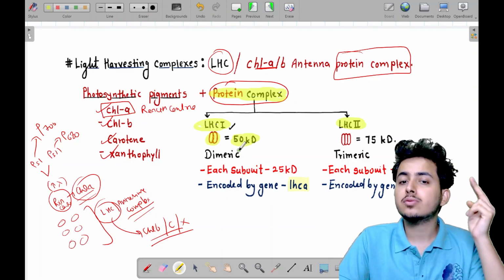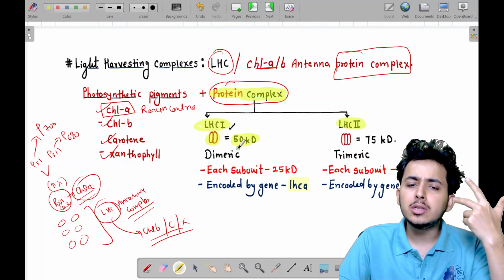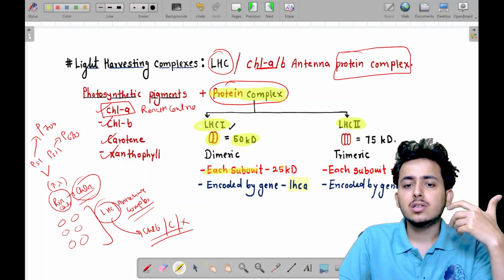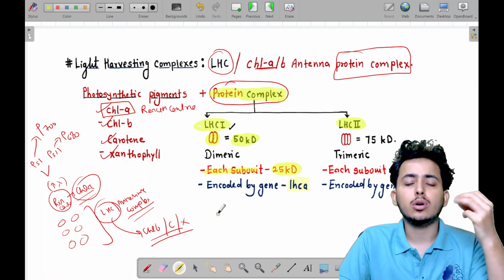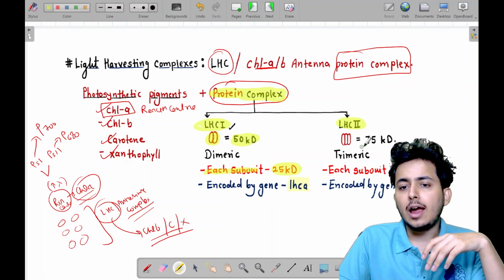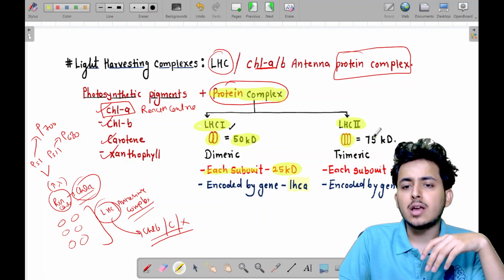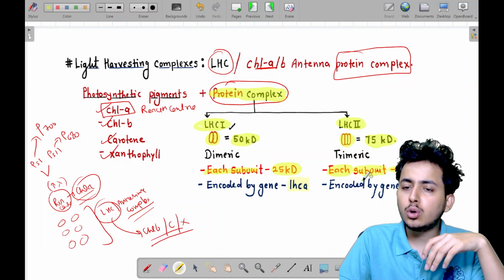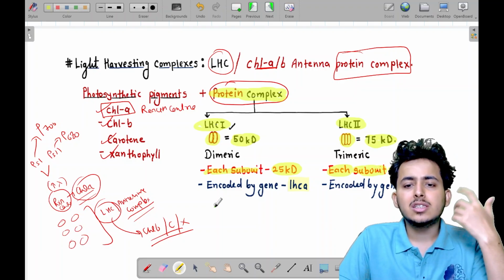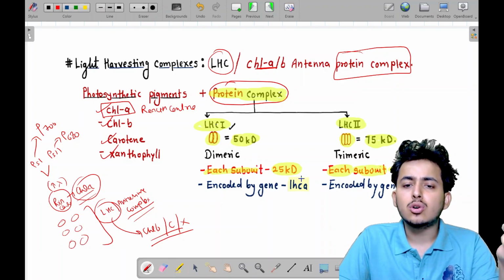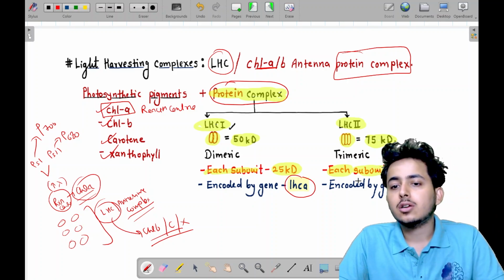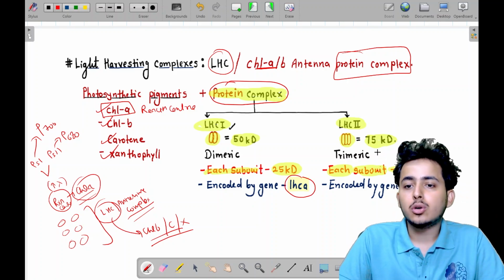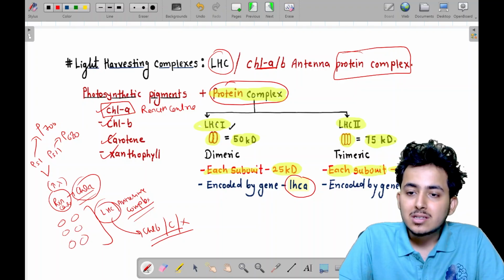On the basis of the simple unitary method, you can tell me that each subunit has a molecular weight of 25 kilodaltons, and LHC2 is a trimeric molecule. It has an overall weight of 75 kilodaltons, so each subunit will again have a molecular weight of 25 kilodaltons. LHC1 is encoded by the gene called LHCA, and LHC2 is encoded by the gene called LHCB.